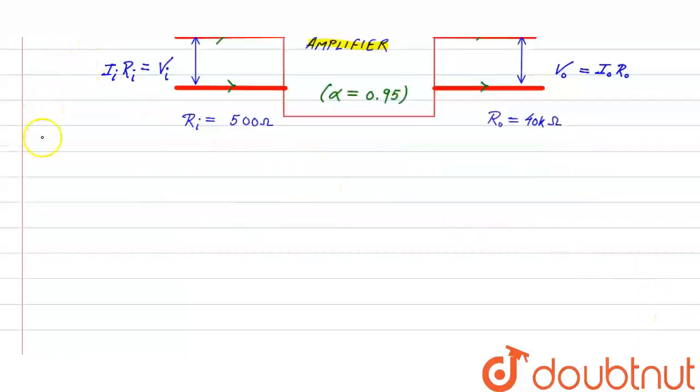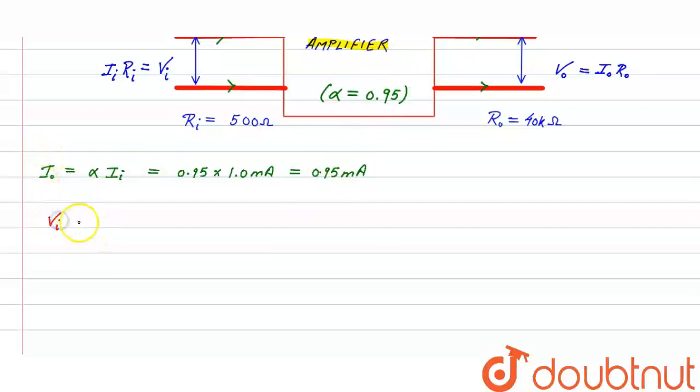Let us solve this in a little bit clearer way. So I naught is nothing but alpha times I input, and we can clearly see alpha is 0.95 multiplied by 1.0 milliampere, which will turn out to be 0.95 milliampere. So now we need to calculate V I and V O.